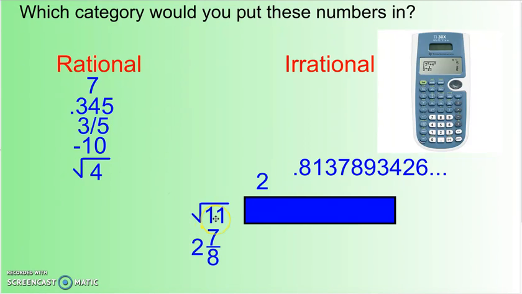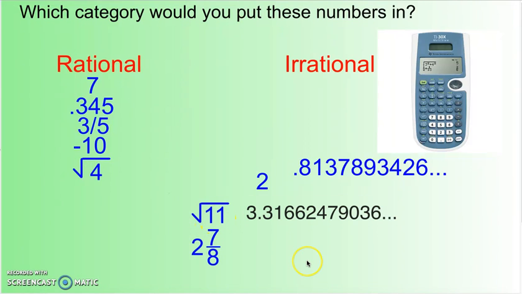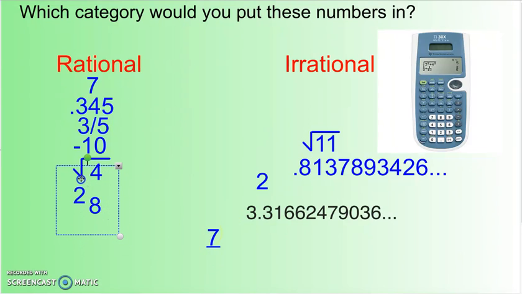How about the square root of 11? If I put it in the calculator, this is what I get. Yeah, it's irrational because this decimal has no pattern and it goes on forever. How about 2 7/8? Yes, it's a mixed number, and I'm sorry I lost the numerator. 2 7/8 is in the rational category. Nice job.